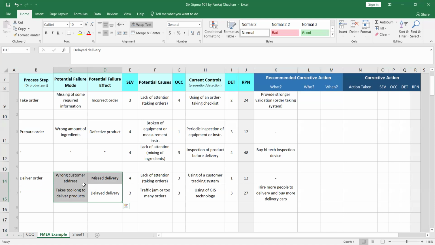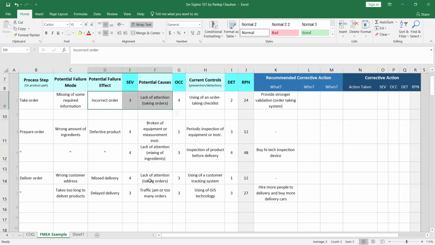What is the severity, on a scale of 1 to 5, of missing the delivery? Ultimately, the objective when you are delivering the order as a pizza restaurant owner is that it should be delivered, and only then will you get the revenue. But if you are not delivering at all, your money will not be received. So it is very highly severe. Why? Because of, again, lack of attention while taking the order, and you have mentioned the incorrect address.